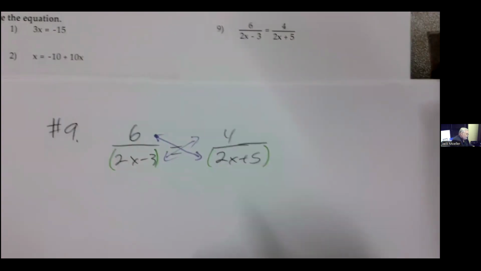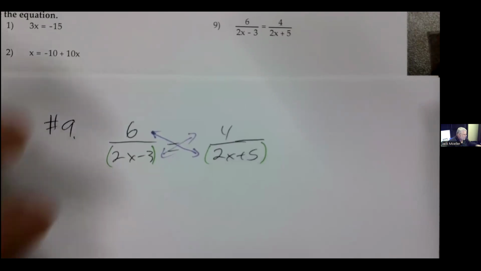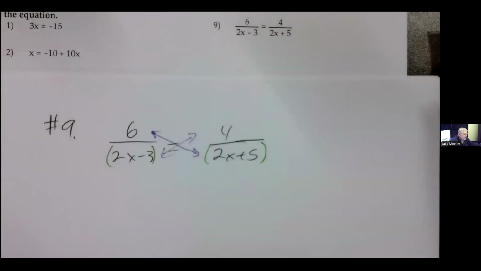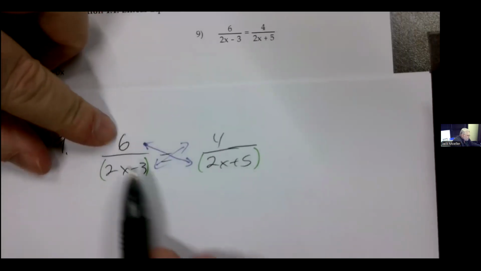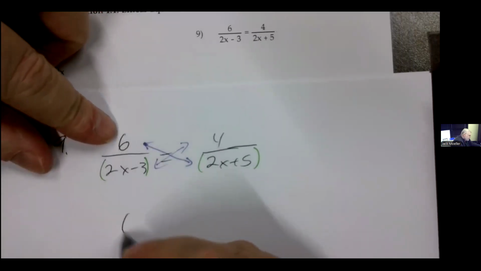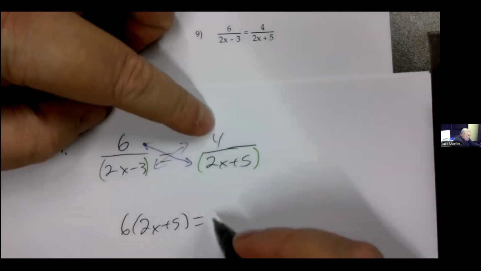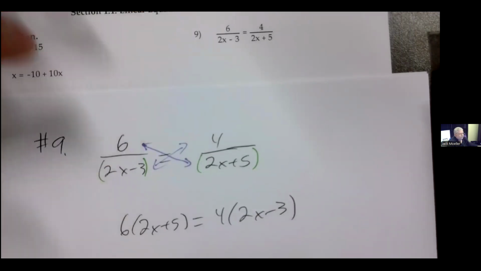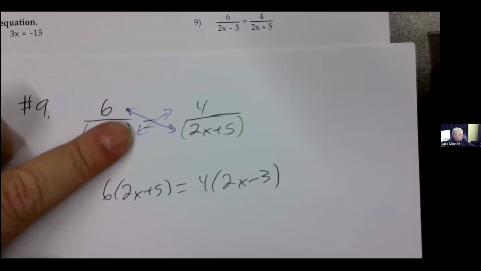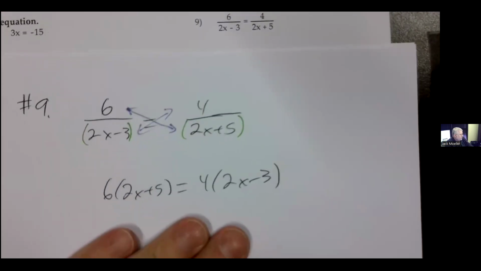How does that work? Well, when you're doing a cross product for a proportion, it takes an equation that has two fractions and makes an equation without fractions. It doesn't matter which side's which. I'm used to doing this one first. So now we have 6 times 2x plus 5 equals 4 times 2x minus 3. So that's what the cross product does. Takes that equation with fractions, gives us an equation without fractions.